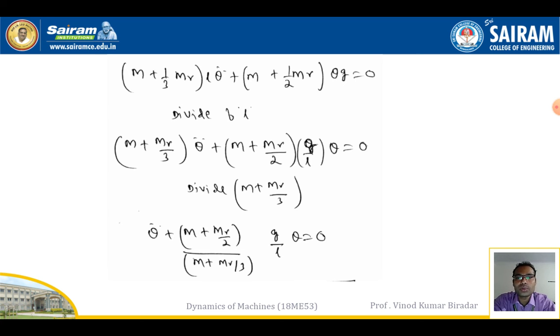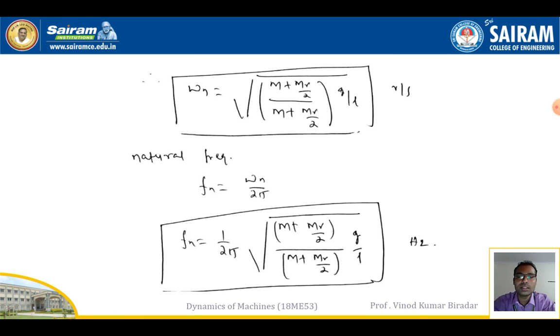Dividing by L, we get m plus m_r by 3 times theta double dot plus m plus m_r by 2 times g by L theta is equal to 0. Again dividing, we want it in the form of a theta double dot equation. Therefore theta double dot plus m plus m_r by 2 whole divided by m plus m_r by 3, into g by L theta, is equal to 0. So this gives the natural frequency: omega n is equal to square root of m plus m_r by 2 divided by m plus m_r by 3, into g by L radians per second.